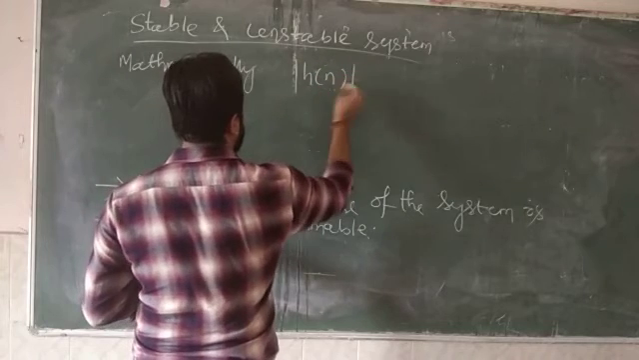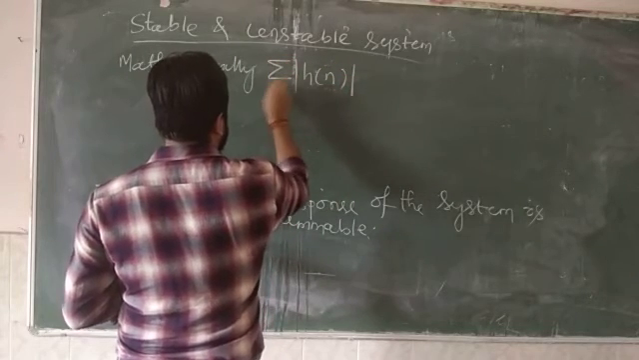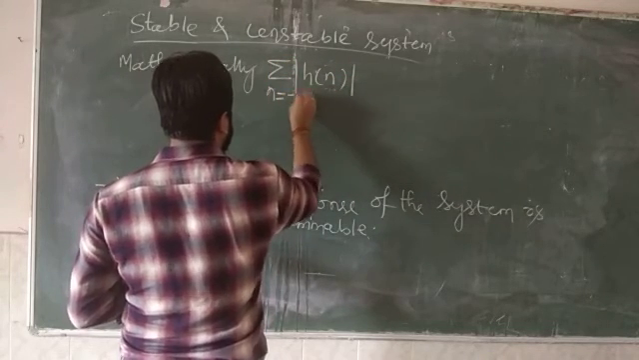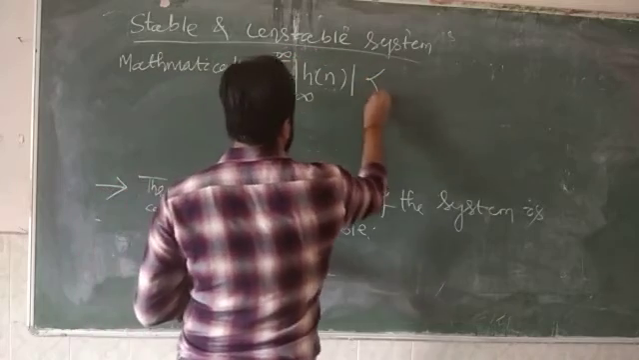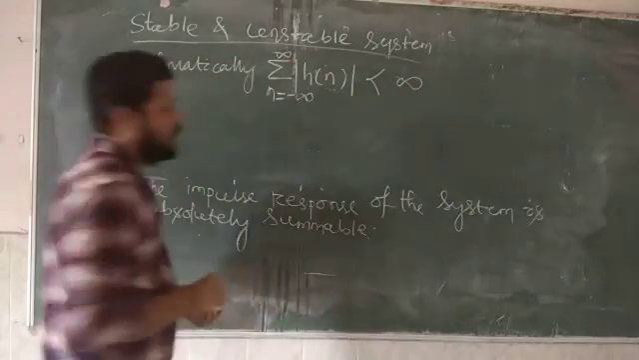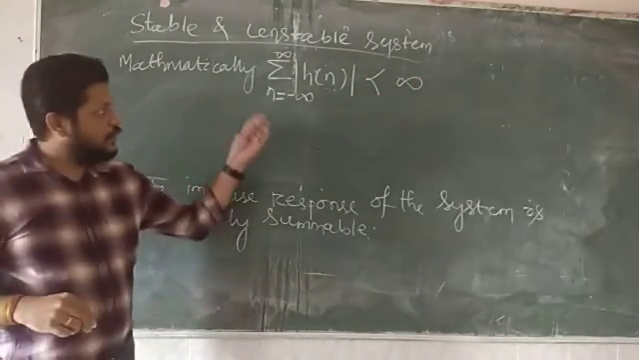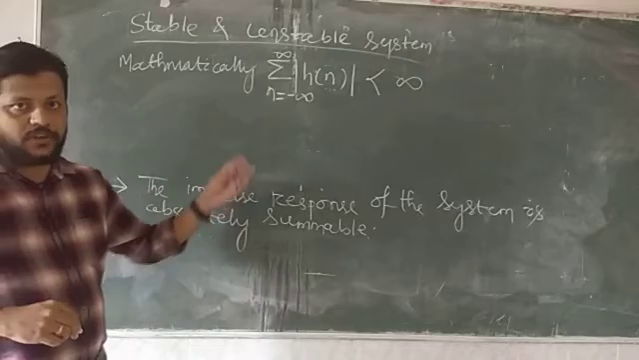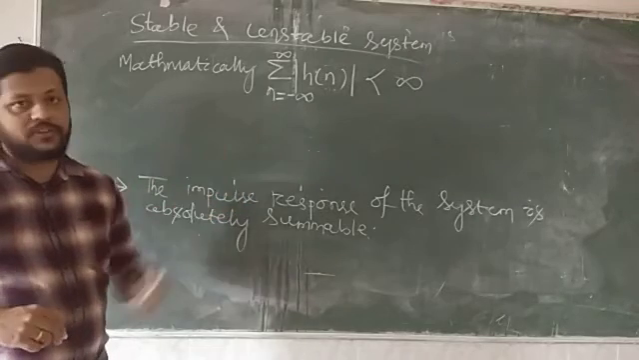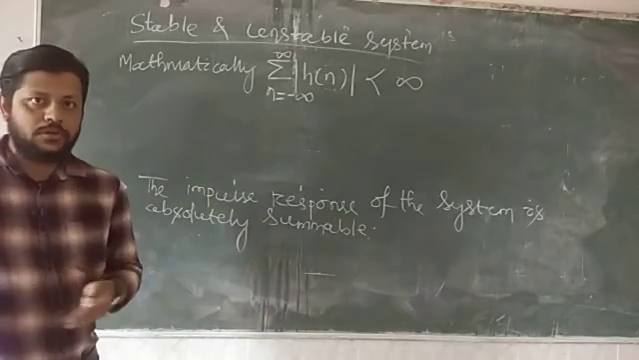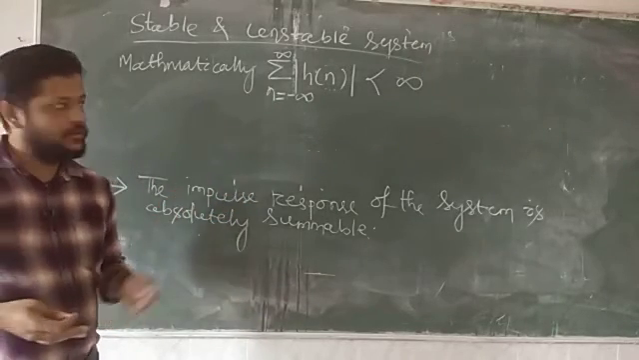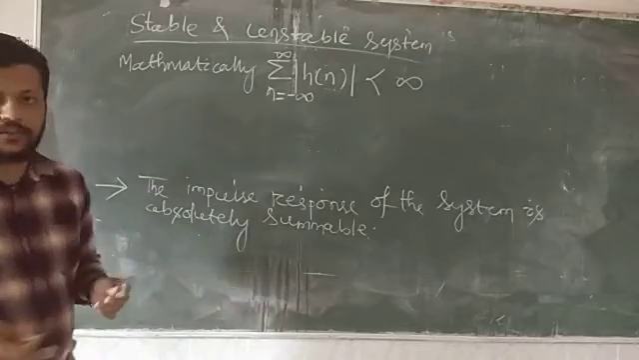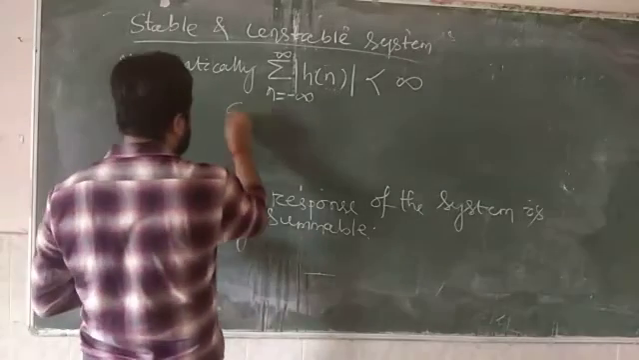The summation of the magnitude of h[n], with n varying from minus infinity to infinity, must be less than infinity. That means if you sum all the values of the impulse response from minus infinity to infinity, that must give you a finite value. This is another condition for a stable system.